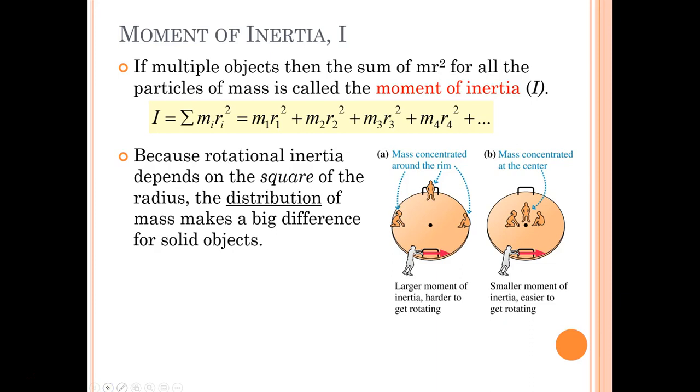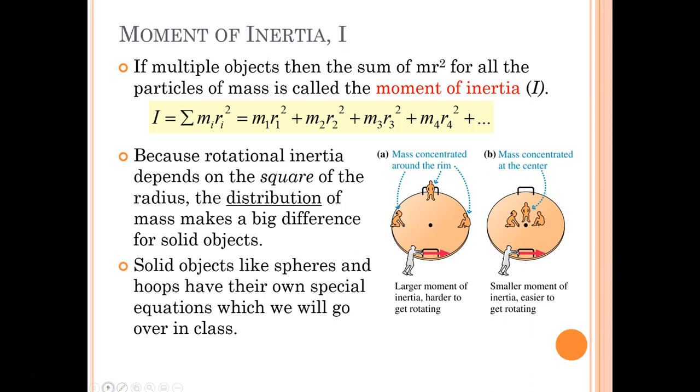Because rotational inertia depends on the square of the radius, the distribution of the mass makes a huge difference for solid objects. We're going to talk more about this in class, but if you have a solid disk and a hollow disk, and they're the same mass, it's just the mass is distributed differently, their moment of inertia is going to be drastically different from each other, which is crazy to think about. But like I said, we're going to talk more about that in class. Different objects have different moments of inertia, and we're going to talk about all that in class because that's just a little more complicated than what I want to go into in this video.